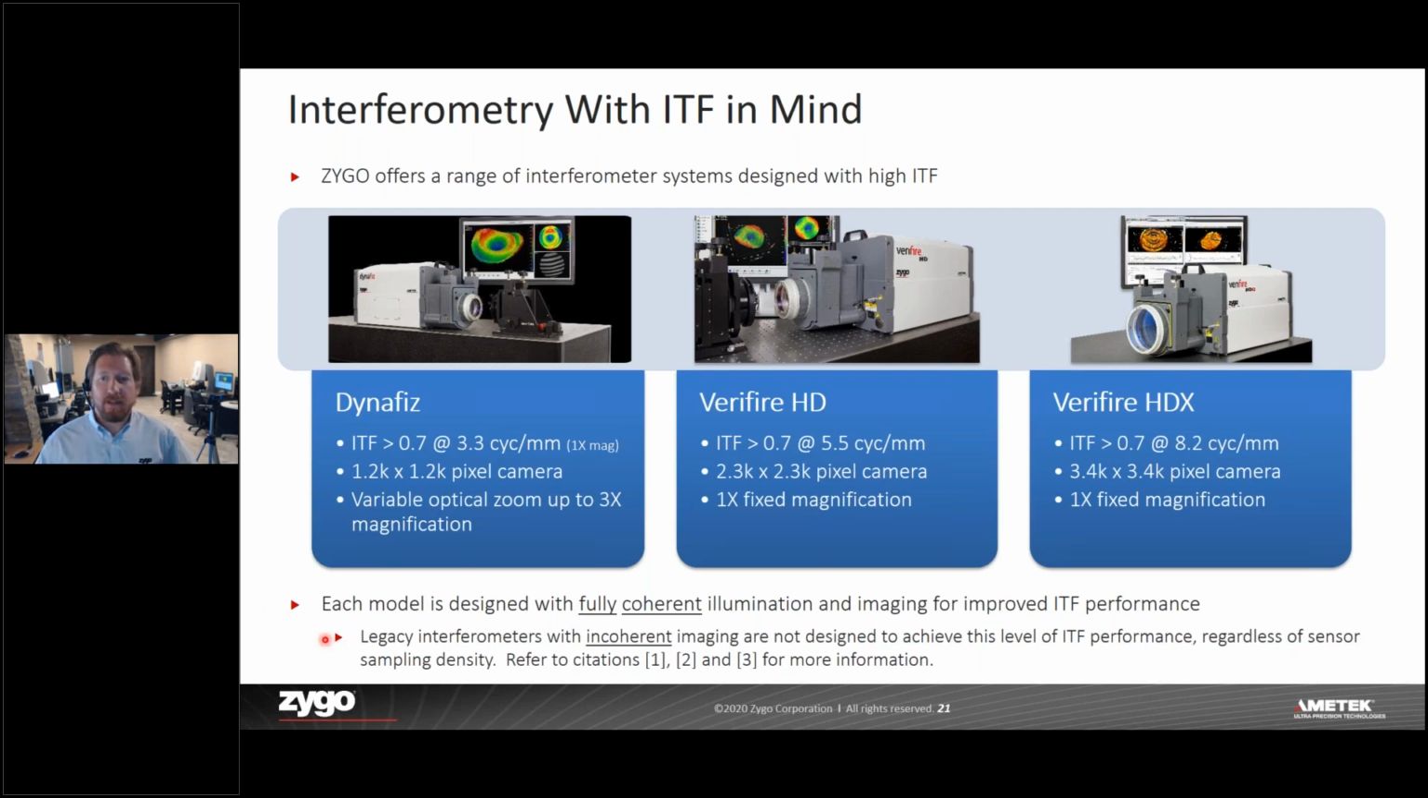Legacy interferometers with incoherent imaging were not designed to achieve this level of ITF performance, regardless of the sensor sampling density, regardless of the camera that's installed. It's really the optical design that determines the ITF. It's not just put a higher pixel density camera in front of the optics. The advantage there will not be realized. The gory details are available in the citations that I mentioned before. If anybody's interested in researching those, they're available on the Zygo website.